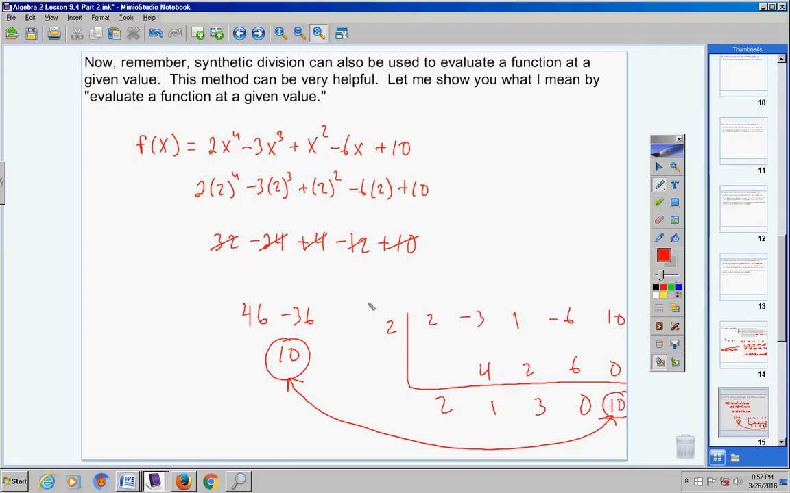Now remember, in synthetic division for dividing, you could only use it when the divisor was a binomial, power of 1, the coefficient of 1 had to be positive, all that stuff. Well, there's really no stipulation when you're evaluating a function at a given value. You can use synthetic division whenever you want when you're evaluating a function at a given value, okay? That's the good news. So this last number here will be your answer.